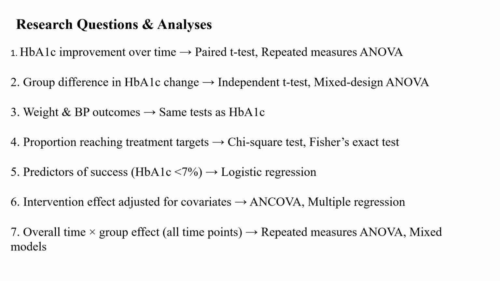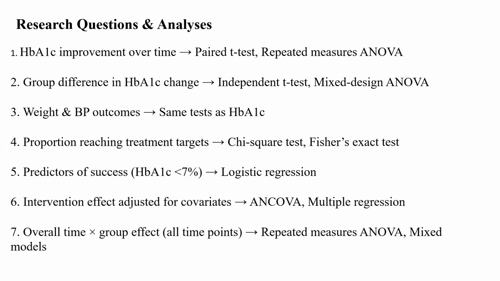So let's get to our analysis, and I will be conducting it for each and every question. For the HbA1c improvement over time, we'll conduct a repeated measures ANOVA to check whether HbA1c improvement over time was noted. For the group difference in HbA1c, that is the difference between the placebo and the drug, we'll conduct an independent t-test. We'll check the weight and BP outcomes with the same test, the independent t-test.